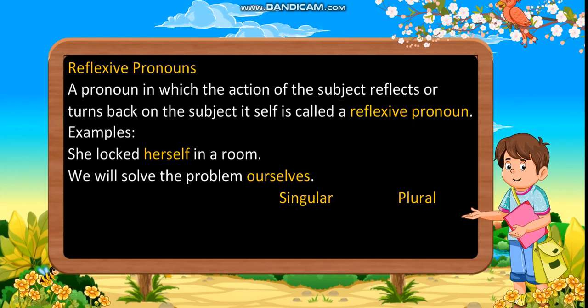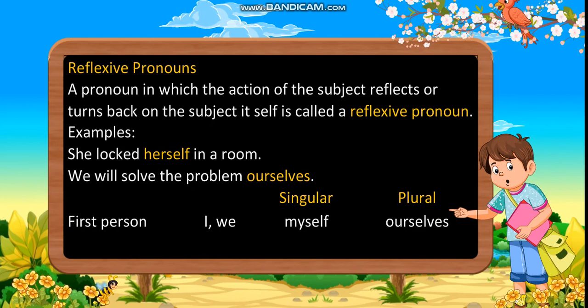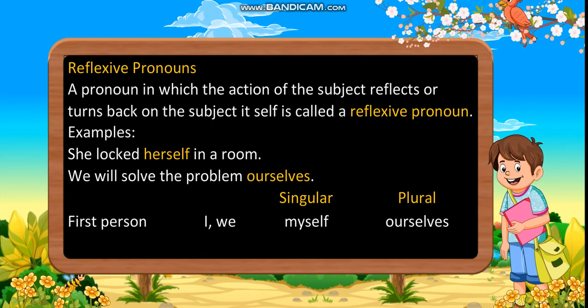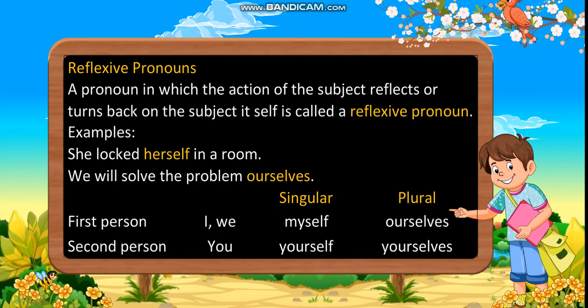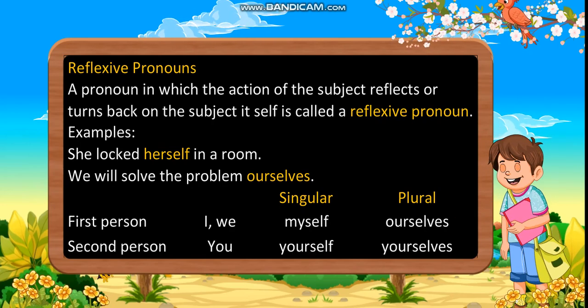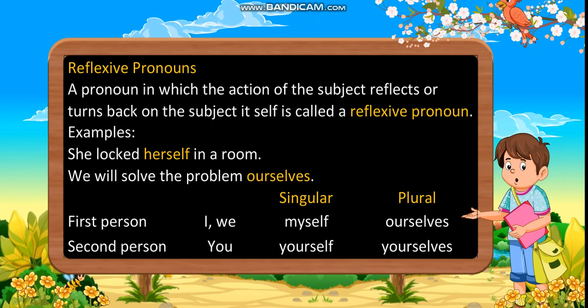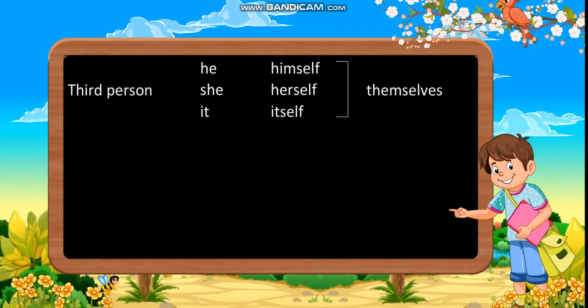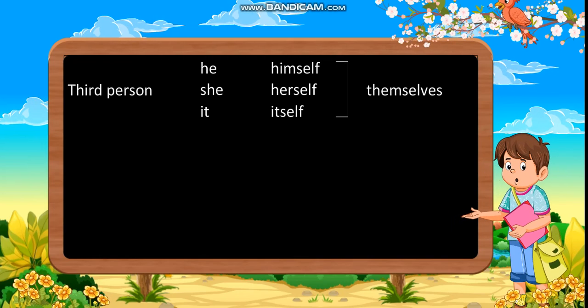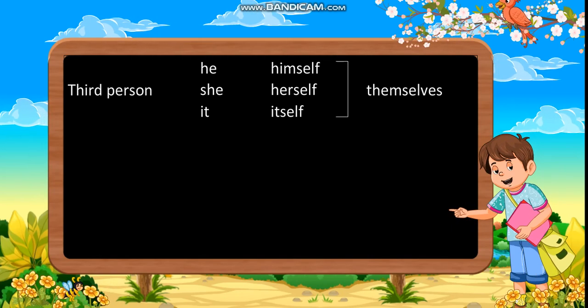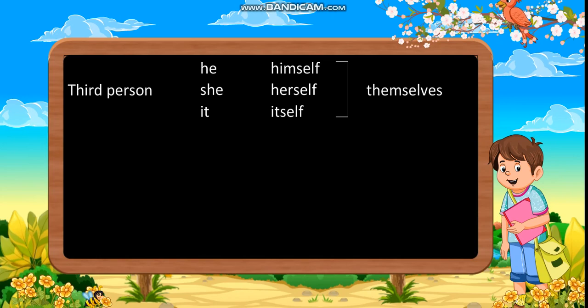Singular, plural. First person: I, we; myself, ourselves. Second person: you; yourself, yourselves. Third person: he, she, it; himself, herself, itself, themselves.